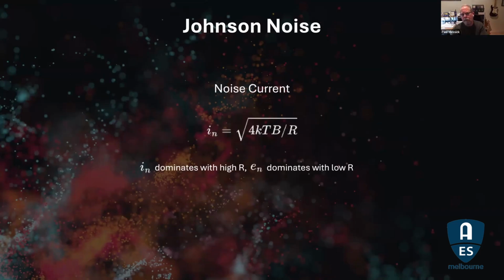There's also a noise current. So if you were to take that same resistor and put a short across it, you'll measure a current, which is this value. So the rule of thumb is the noise current will dominate when the resistance is high in a circuit, and the voltage noise will dominate for low resistances. And that will become interesting when we start to talk about a mic pre.